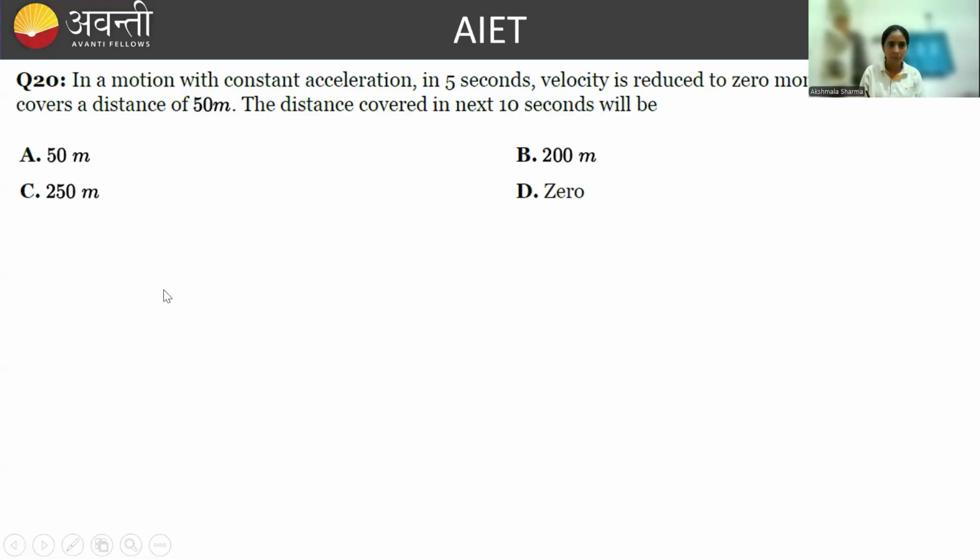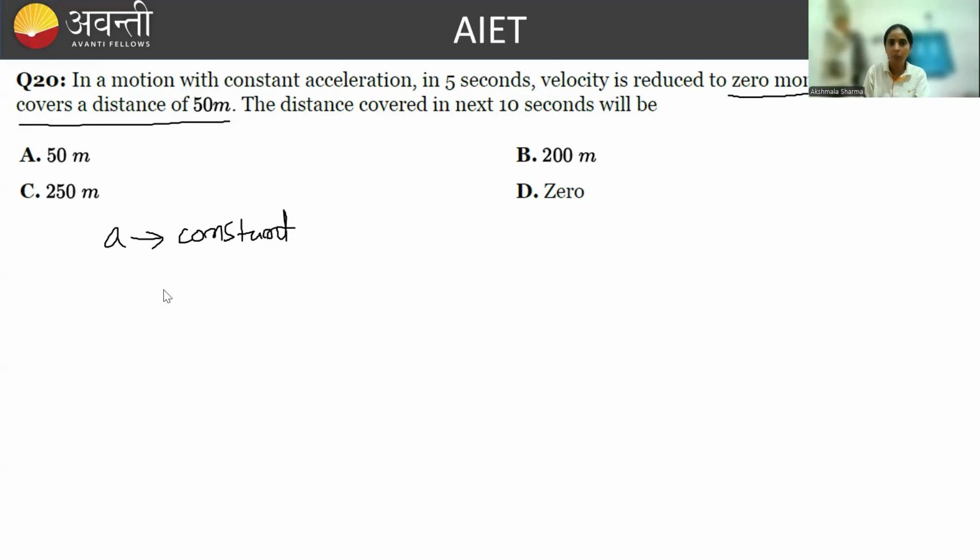Let's now solve this question. So in a motion with constant acceleration in 5 seconds, velocity is reduced to 0 momentarily and body covers a distance of 50 meters. Okay. So acceleration here is what? It is constant.